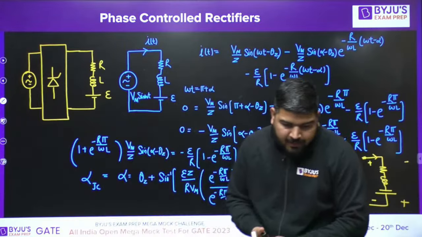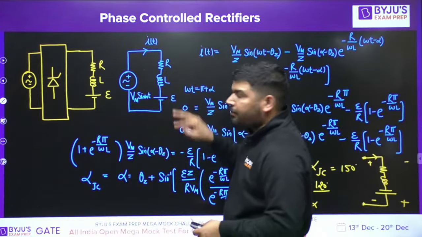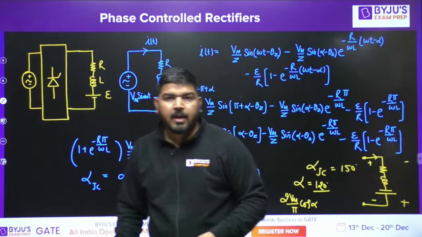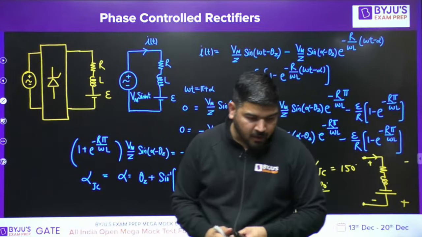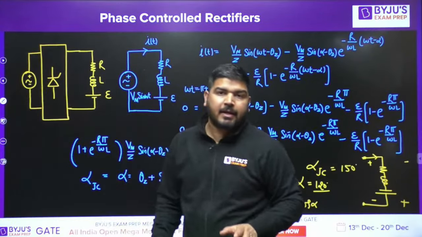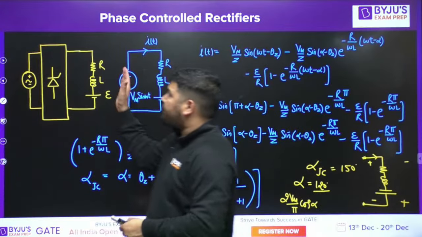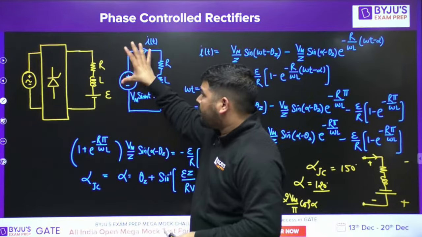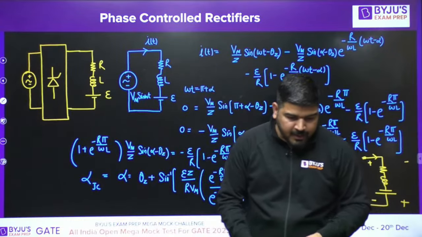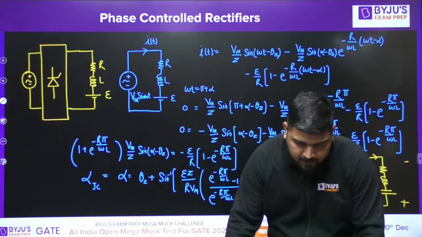So if I reverse the polarity of E, then the power flow can be reversed if alpha is greater than 90 degree. If I reverse the polarity of E, and if I take alpha greater than 90 degree, then the power flow can be reversed. Power can flow from the load side to the source side. So this is again very important, very, very important.